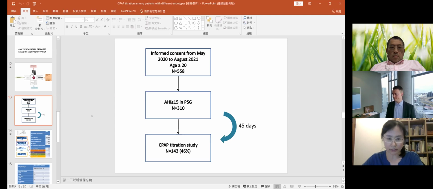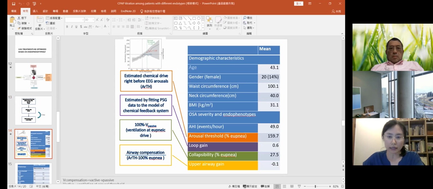Among these patients, 310 of them had an AHI larger than 15 per hour. And among these patients, about 46% had received a CPAP titration study in the same sleep center, and that's 143 of them. The duration between PSG and CPAP titration study was 45 days on average. We finally analyzed those 143 patients, and we wanted to see how their endophenotypes are associated with the sleep architecture improvement and their optimal CPAP titration pressure in this condition.